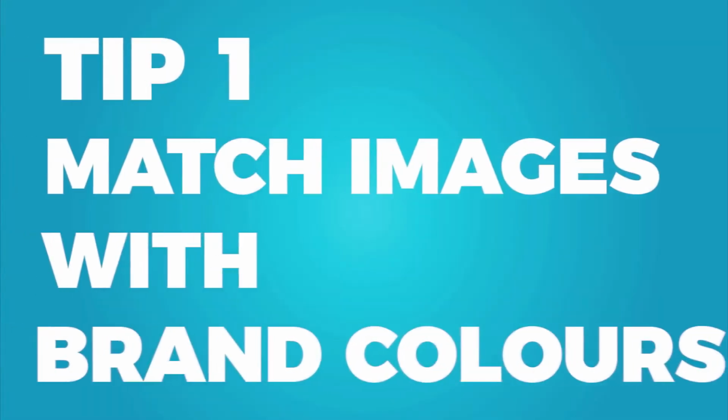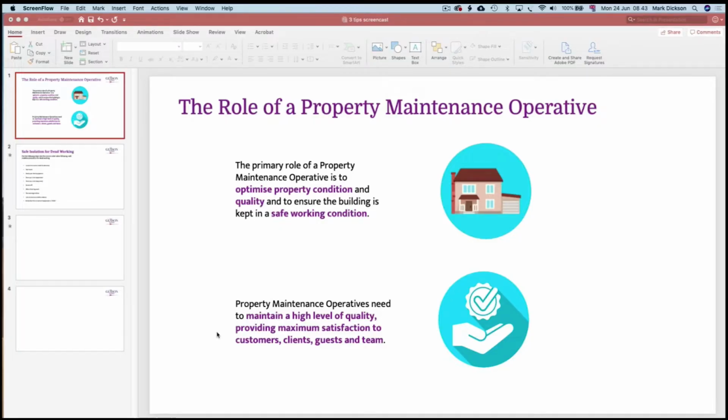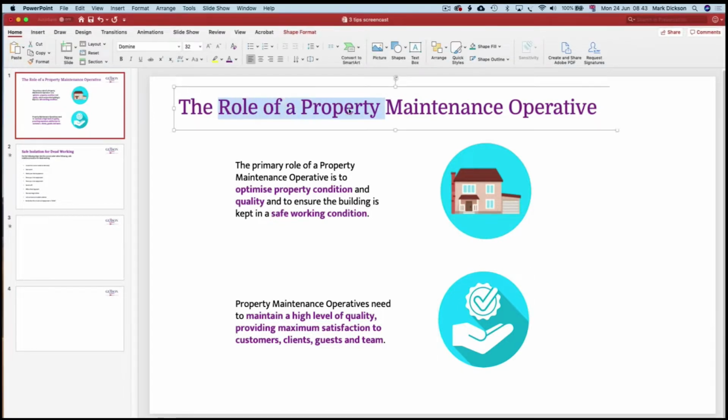Tip 1. Match all of your images with your brand colours. Okay, so we've got a PowerPoint file open for a property maintenance operative apprenticeship. The first slide we come to looks at the role of a PMO. We've got 2 stock images, but neither matches our brand guidelines or the colour scheme for the presentation. PowerPoint makes this an easy fix.